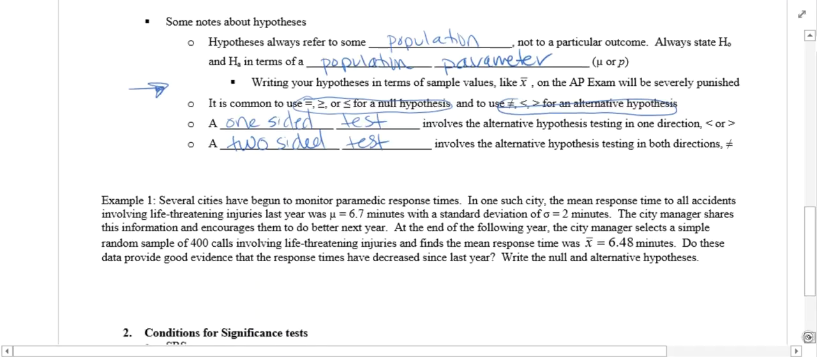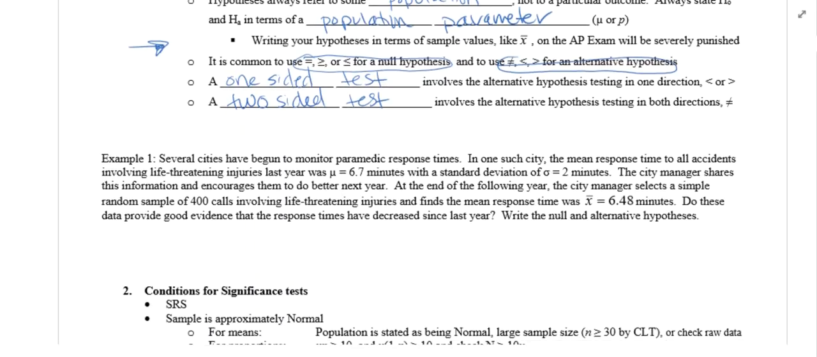We're going to walk through this example and go through the pieces of our hypothesis test. Several cities have begun to monitor paramedic response times. In one such city, the mean response time to all accidents involving life-threatening injuries last year was a mean of 6.7 minutes and a standard deviation of 2 minutes. The city manager shares this information and encourages them to do better next year. At the end of the following year, the city manager selects a simple random sample of 400 calls involving life-threatening injuries and finds the mean response time was 6.48 minutes. Do these data provide good evidence that the response times have decreased since last year?